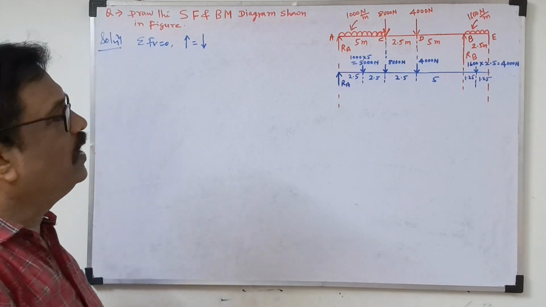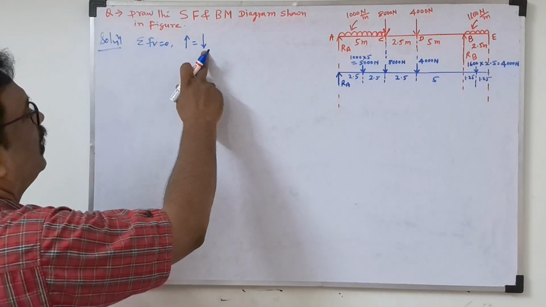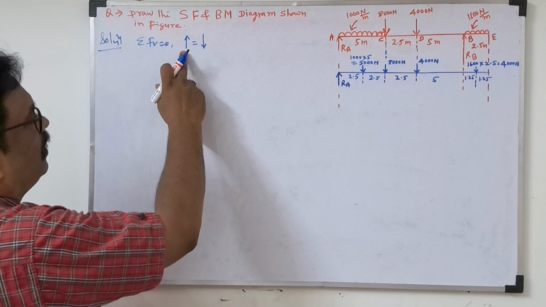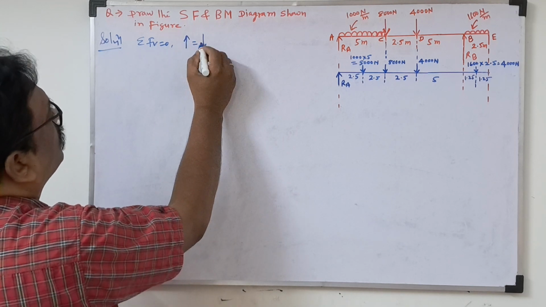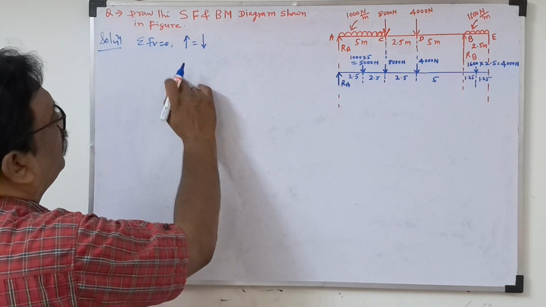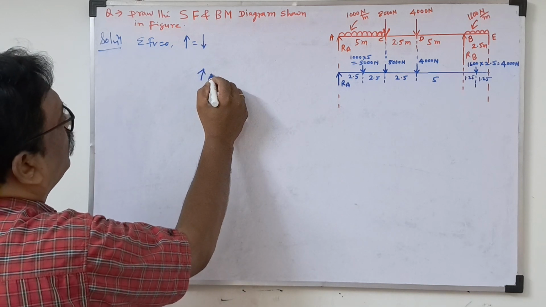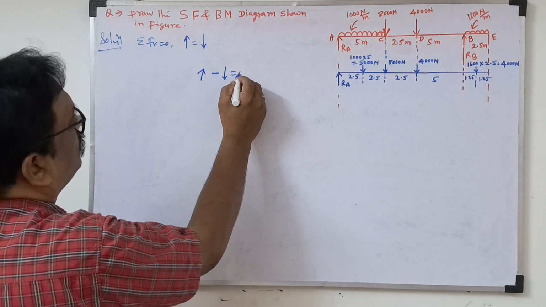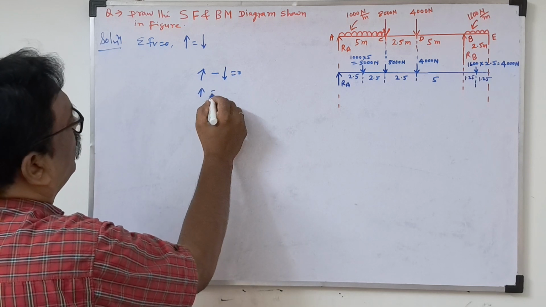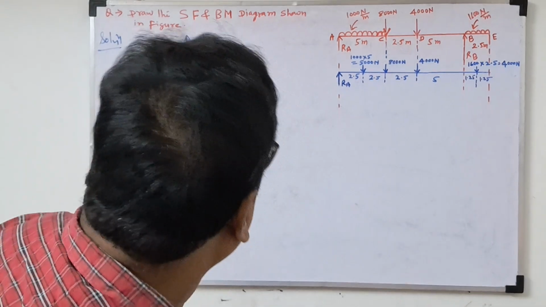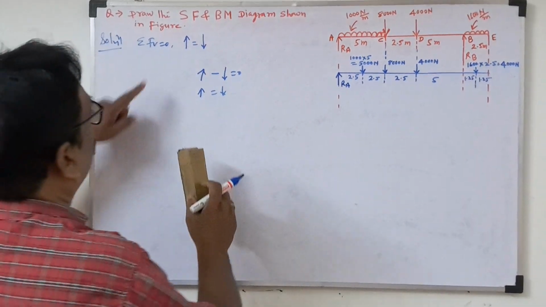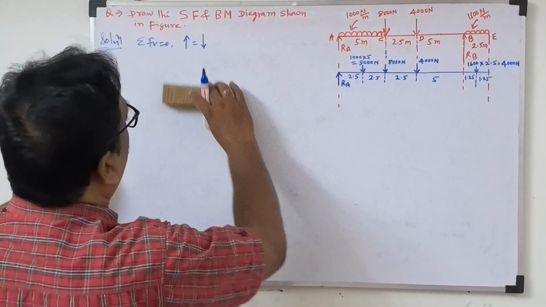We will not assume negative and positive. Actually downward force is negative and upward force is positive, so this force minus this force equals 0. Finally, we can write upward is equal to downward. I am taking that directly and not assuming sign conventions here. So total upward force equals total downward force.